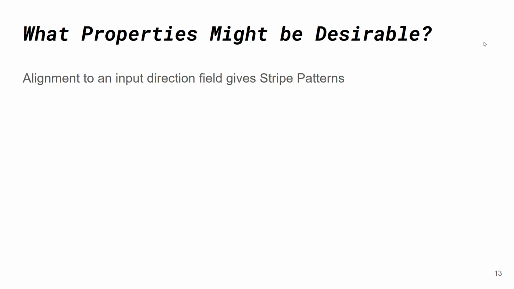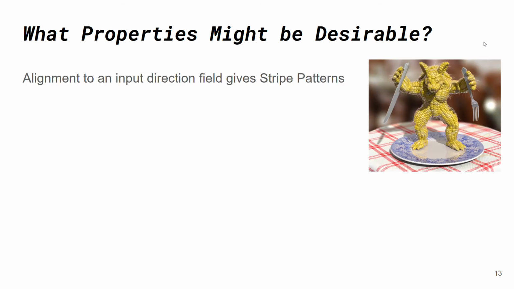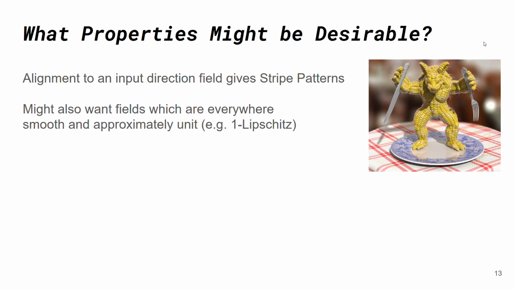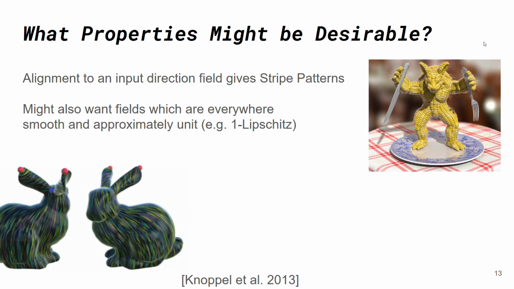Okay, so here we come into contact with the fact that things might be slightly subtle here. So if you have an input direction field and you want to find an integrable field that's aligned to it, this gives you a stripe pattern. But there might be additional constraints which you might want to place on a field on a surface. For instance, you might want fields which are everywhere smooth and approximately unit.